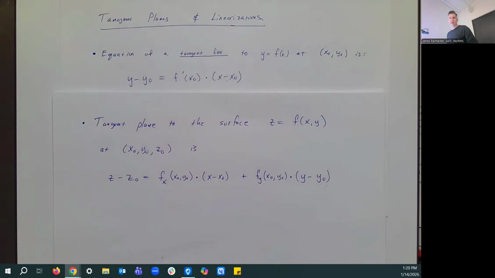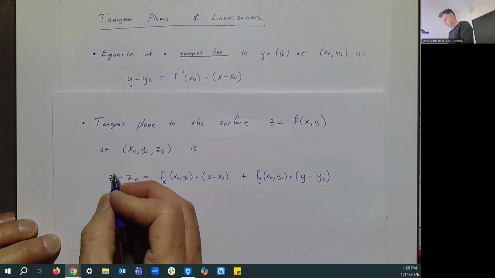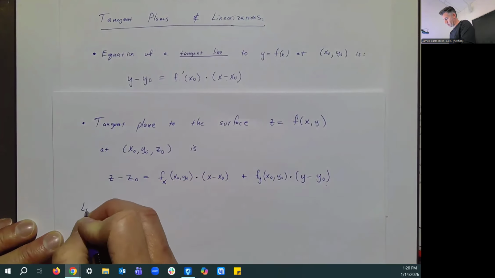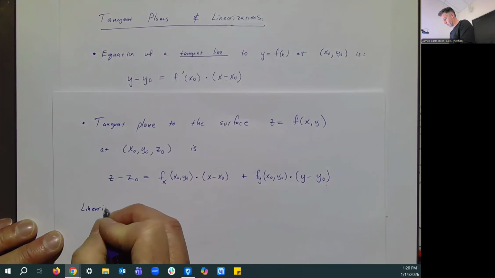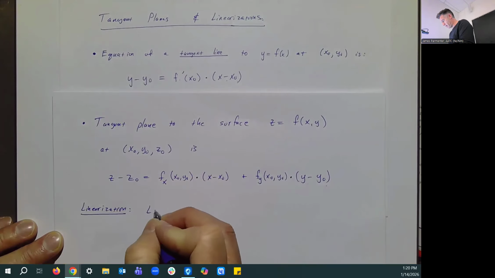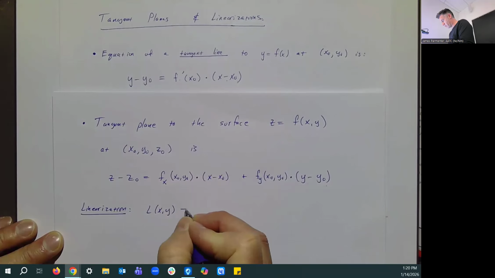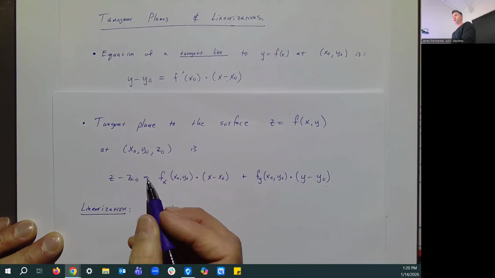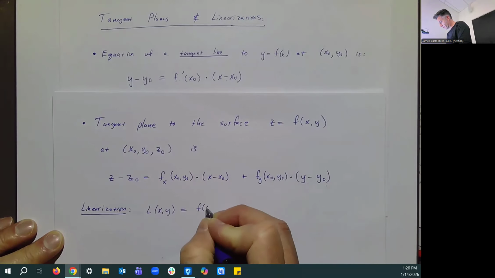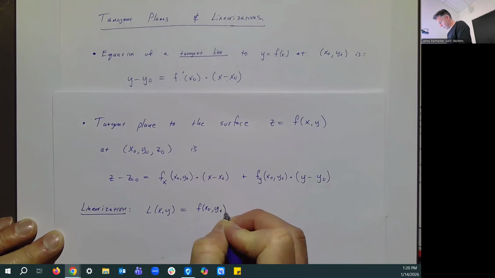So, okay, and then the linearization is the same idea where we're going to isolate z, we're going to call it L of x, y instead of z. So the linearization is going to look like L of x comma y equal to, instead of z naught, we're going to say that z naught is f of x naught comma y naught. Right, we're adding z naught to the other side.